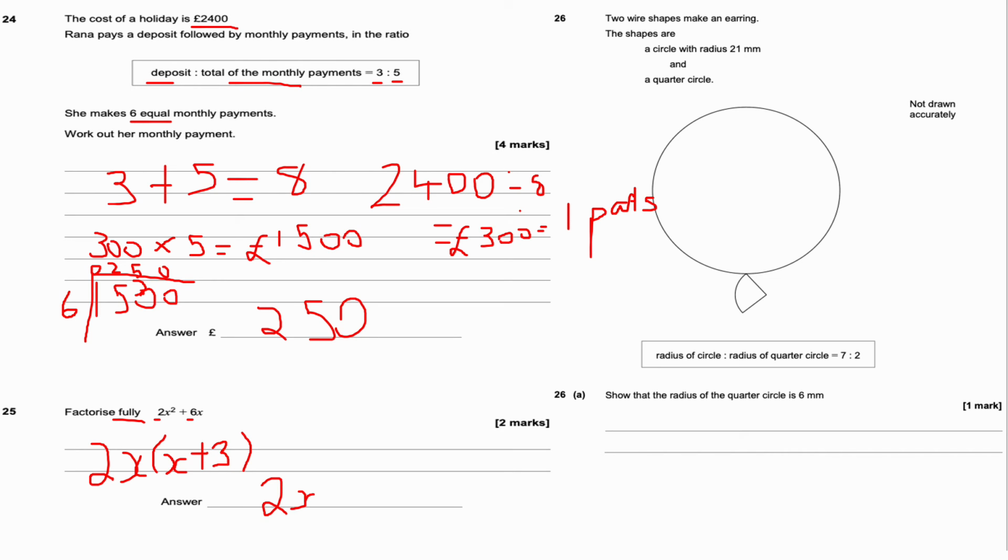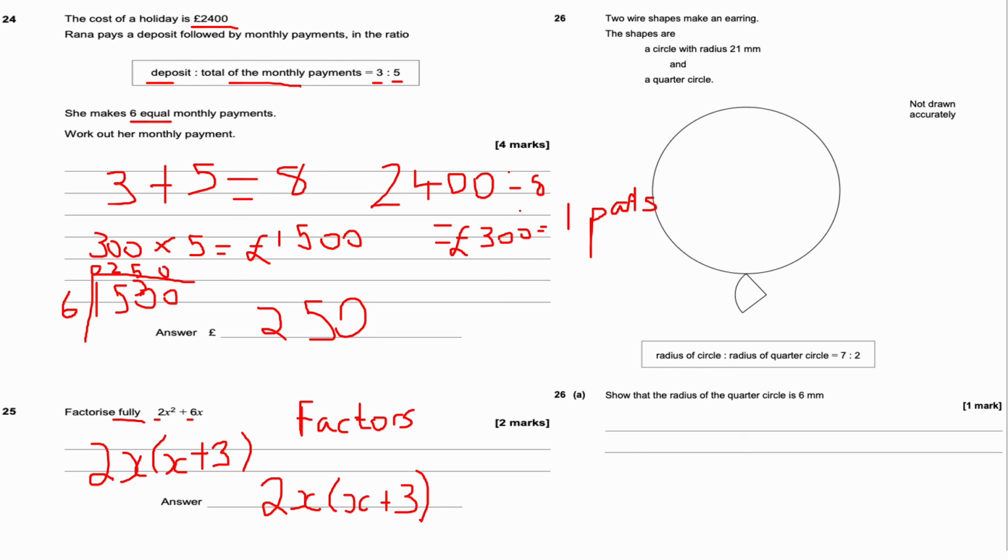1 mark will be awarded for taking out an x or taking out a 2, one of each, and the second mark is awarded for taking out the full factor, which is 2x. 2x is the highest common factor that goes into both 2x squared and 6x without giving a remainder. Hopefully that makes sense. If you're not fully happy with this, I have some videos looking at factorizing expressions. You might want to revise it and revisit what I mean by the word factor or factors, because that will help us get the answer.